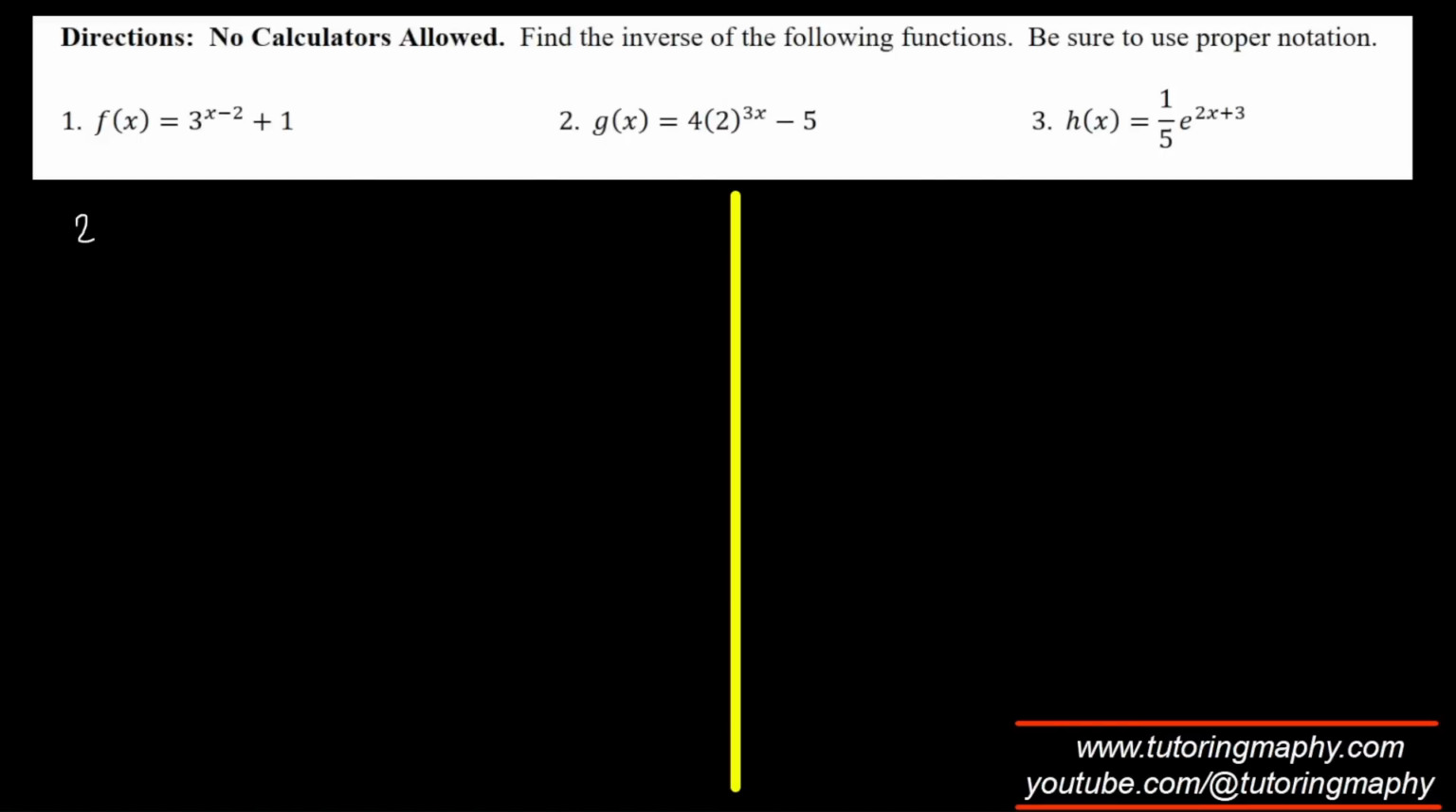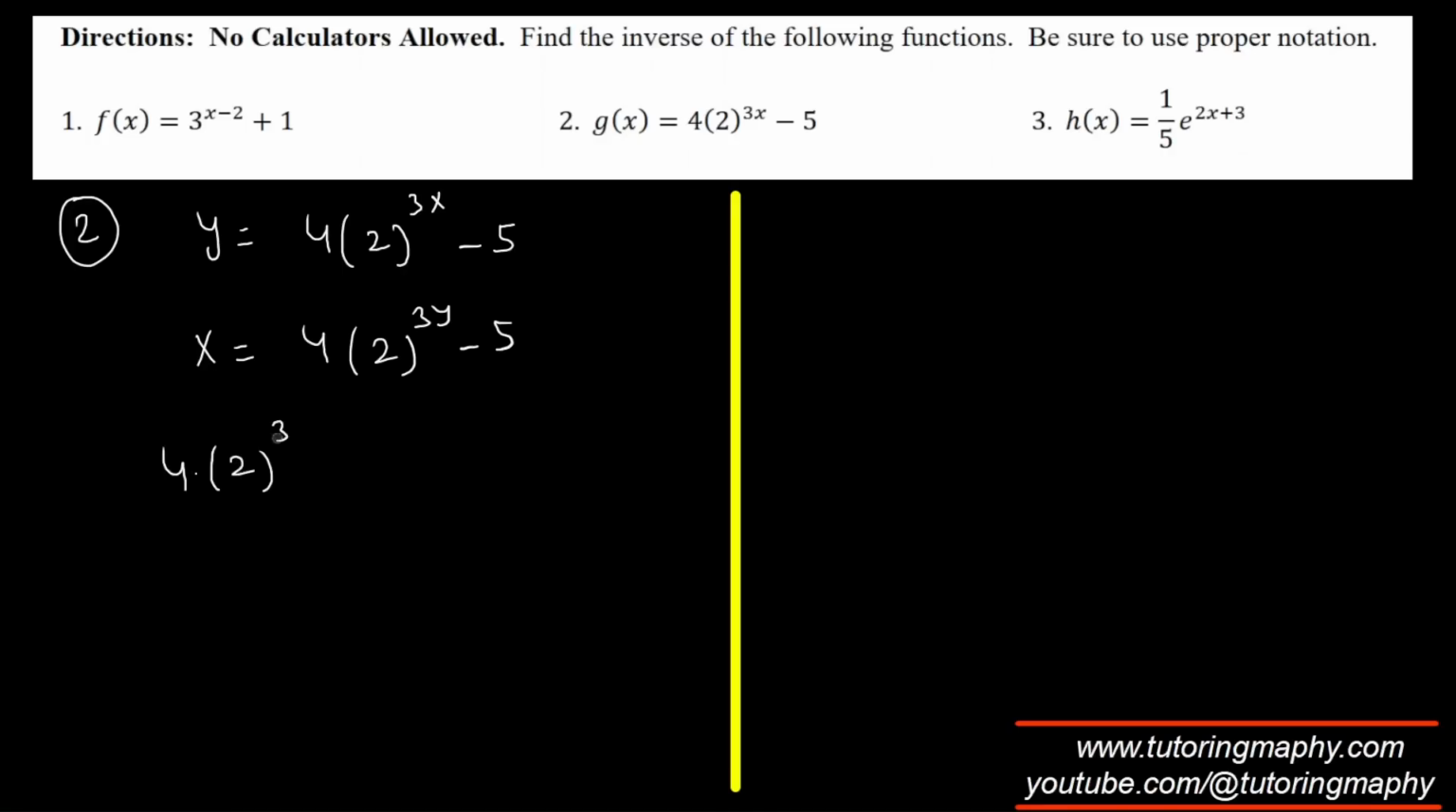Right, question 2, g(x). Replace g(x) with y, so y is equal to 4 times 2 raised to 3x minus 5. Can I simplify? Okay, you know what, let's just replace y with x and x with y. So x is equal to 4 times 2 raised to 3y minus 5. Let's flip the equation because I want y to be on the left side. That's what I'm interested in after all. Let's add 5 on both sides, so this is equal to x plus 5.